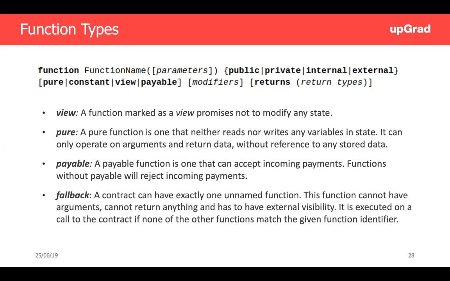All right. And then there is a concept of a fallback function. This is a special function. Every smart contract can only have one such function. A fallback function is essentially a function with no name, so it's just the keyword function and then the parentheses. A fallback function is executed if somebody tries to access your smart contract and none of the function signatures match any of the existing definitions.